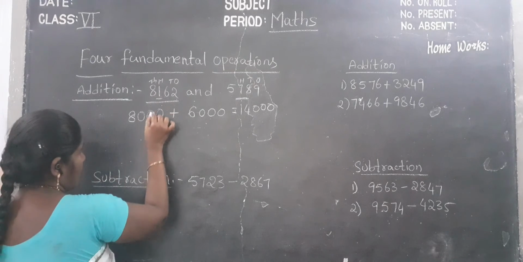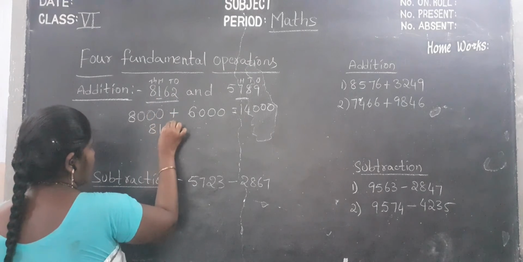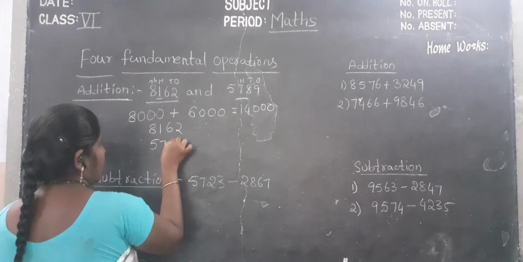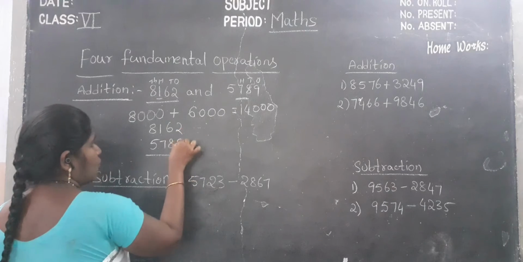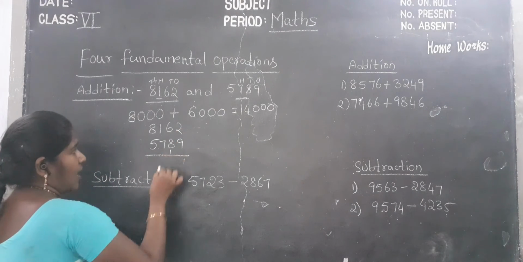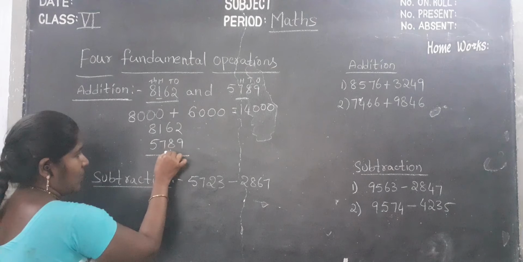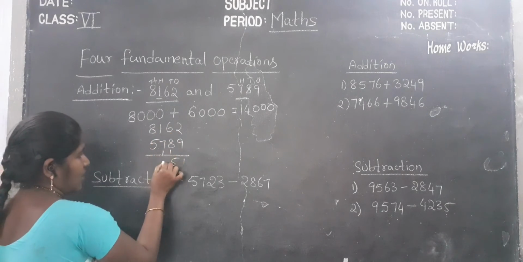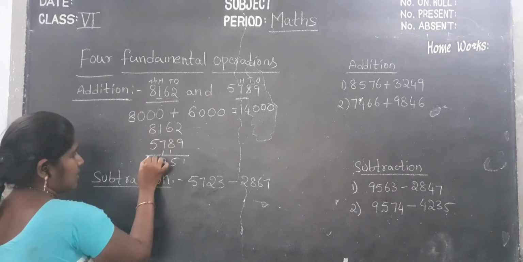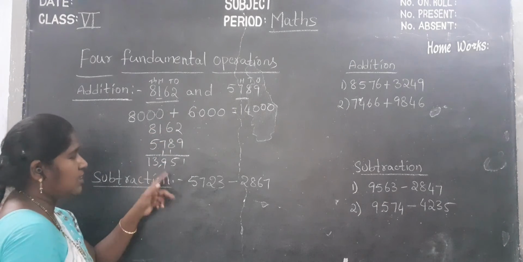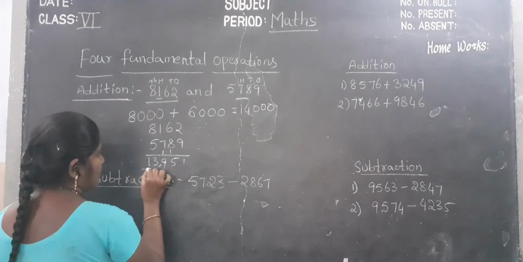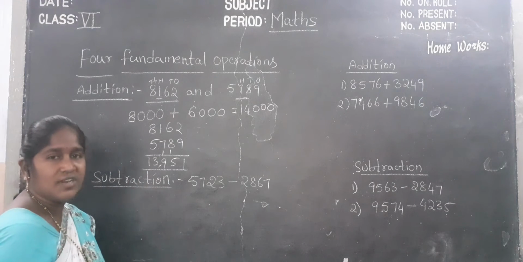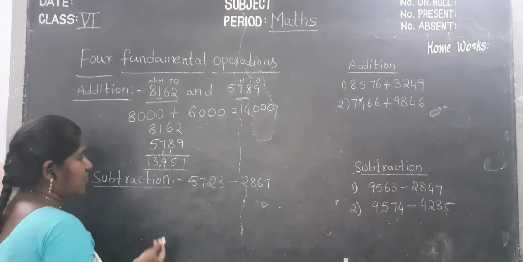See children, here I am writing the addition: 8162 plus 5789. So 2 plus 9 is 11, and 6 plus 8 is 14, 14 plus 1 is 15, 7 plus 1 is 8 and plus 1 is 9, and 8 plus 5 is 13. What is that, children? 13,951. Answer 13,951.